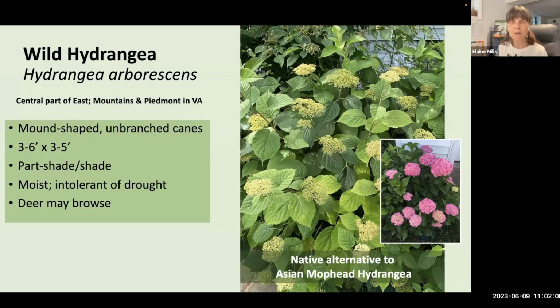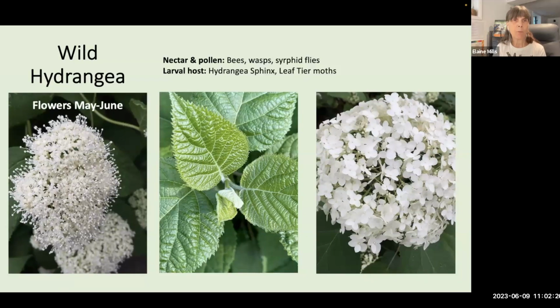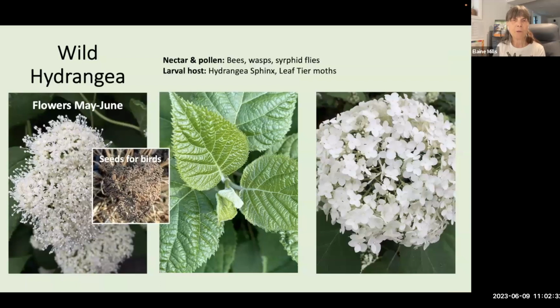Unlike the Asian species, the flowers of our native wild hydrangea are not affected by the pH of the soil. This is very attractive when massed in a shady shrub border or grouped in a woodland garden. The flowers of wild hydrangea are in prime bloom right now in June, and eventually seeds will be formed that will be enjoyed by birds.